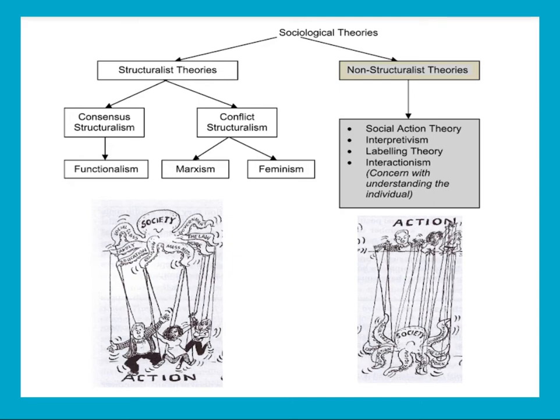And as always, we can come back to this diagram to help organise our ideas. For instance, here we can see that functionalism is a theory that is based on, or is a structuralist theory based on consensus. Therefore, we can criticise it using conflict theories or also non-structuralist theories as well.